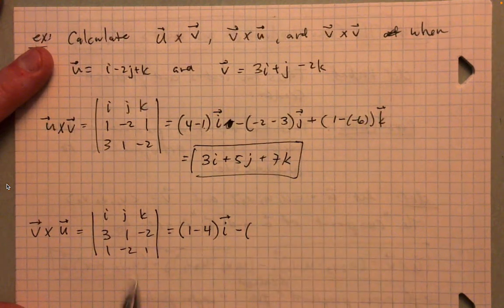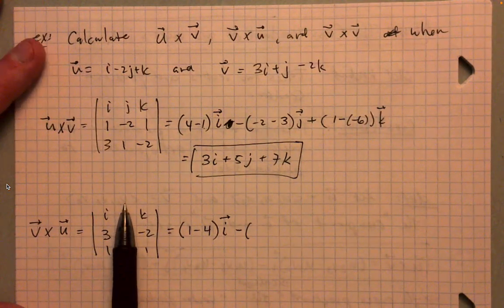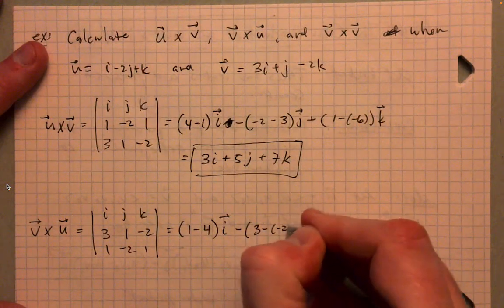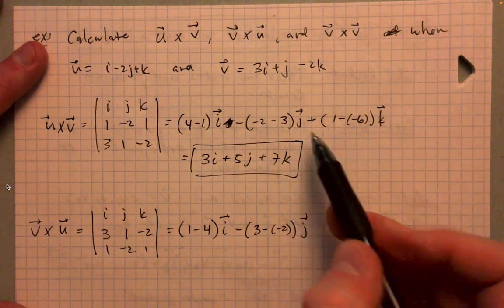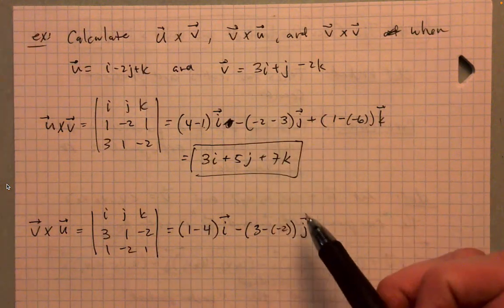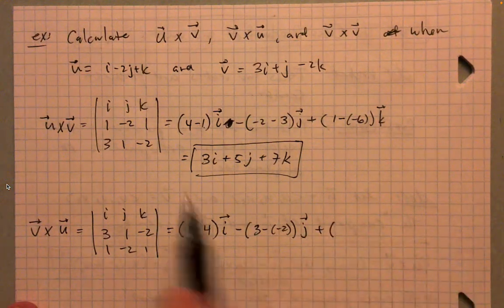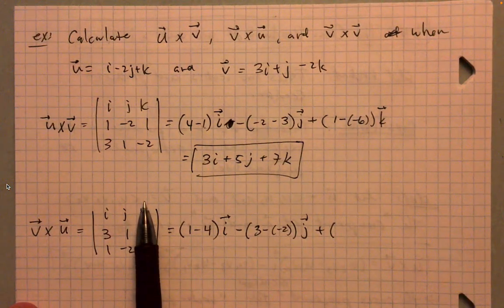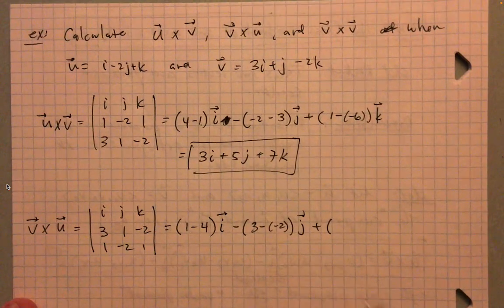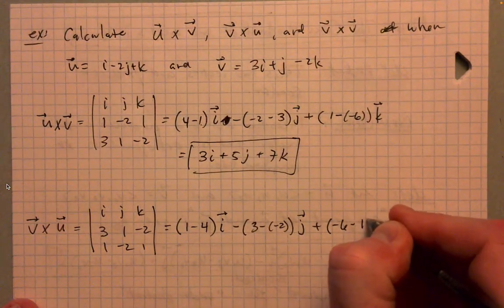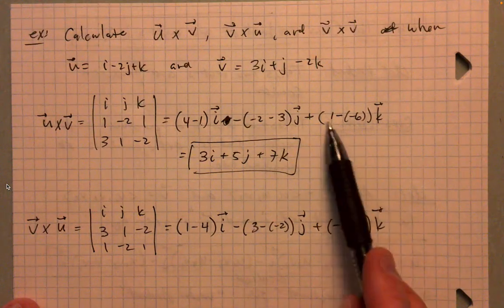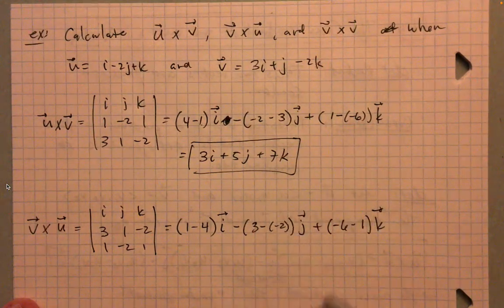And then minus, and now the j, so it'll be 3 times 1 minus 1 times negative 2. So that'll be 3 minus negative 2. Again, flipped here, right? Okay, so here you had negative 2 minus 3. Here you have 3 minus negative 2. And then plus, hiding the k, you get 3 times negative 2 is negative 6, and then minus 1. Right, so here it's negative 6 minus 1.